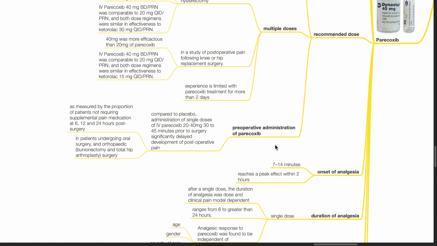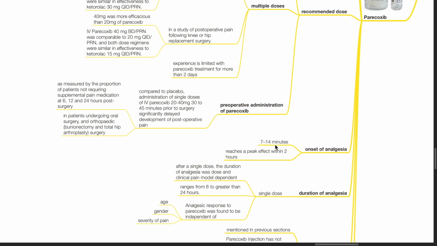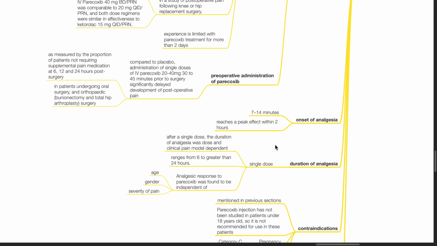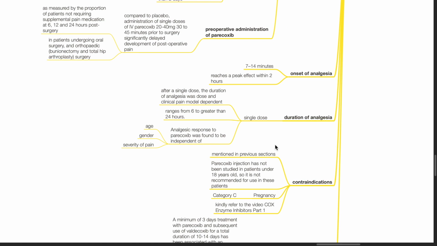Onset of analgesia for Percocet is 7 to 14 minutes and reaches a peak effect within 2 hours. Duration of analgesia. For single dose, the duration of analgesia was dose and clinical pain model dependent and ranges from 6 to more than 24 hours. Analgesic response to Percocet was independent of age, gender, and severity of pain.